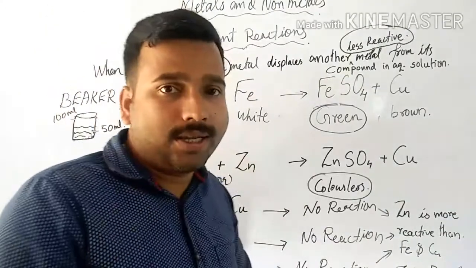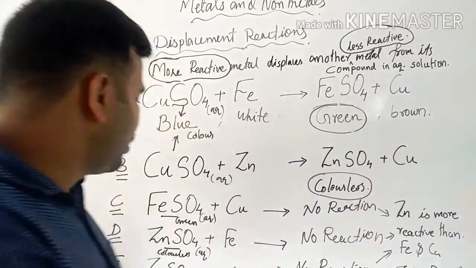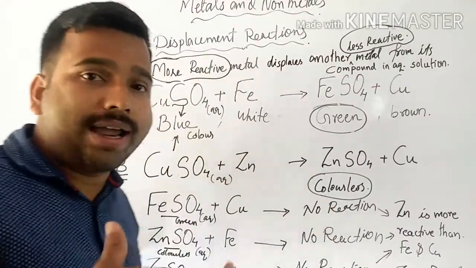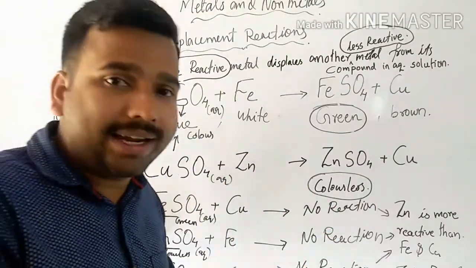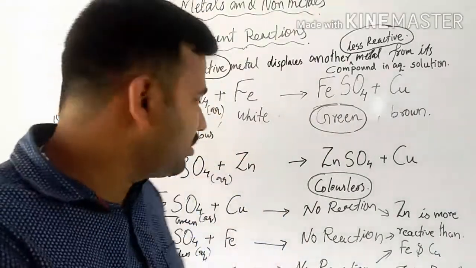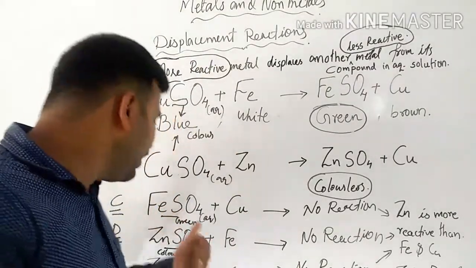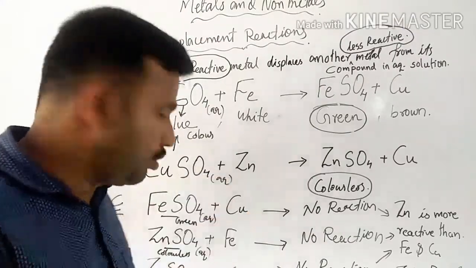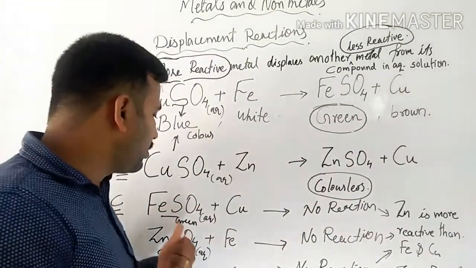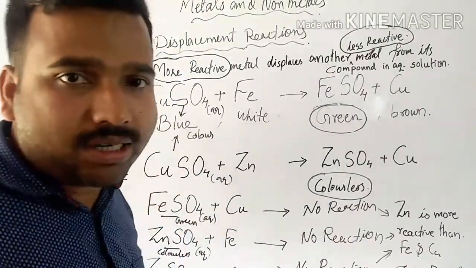So, in a metal salt solution, suppose we consider iron and zinc. Out of these two, which one will be more reactive? You may be eager to know about this. We will find out. Now let us take a third beaker, and we are taking ferrous sulfate solution. As we have already seen, ferrous sulfate solution is green in color.